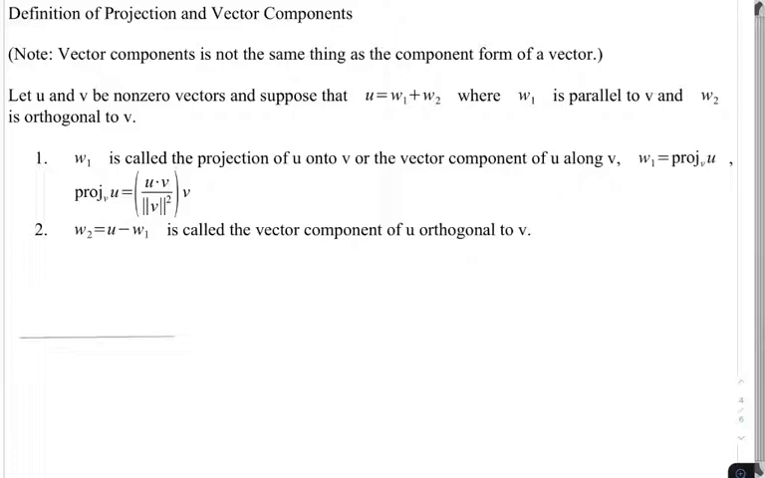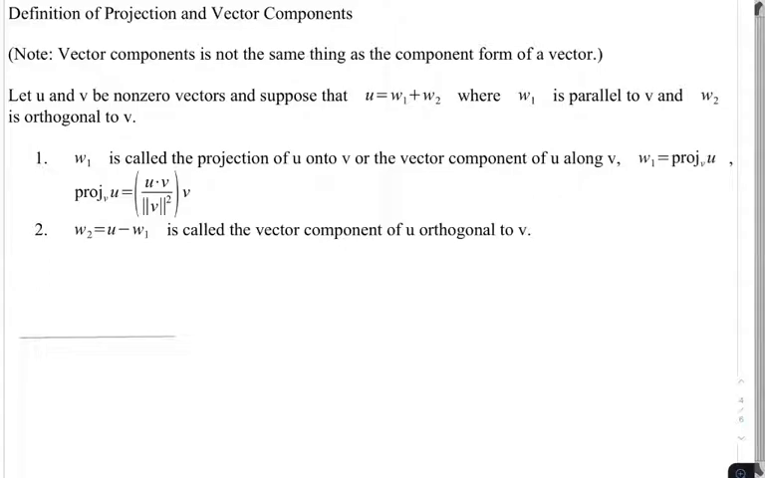So let's go ahead and look at this, and of course we're talking about non-zero vectors. So let u and v be non-zero vectors, and suppose that vector u can be written as w1 plus w2. Those are two vectors where w1 is parallel to vector v, and w2 is orthogonal to vector v. So w1 is called the projection of u onto v, or the vector component of u along v.